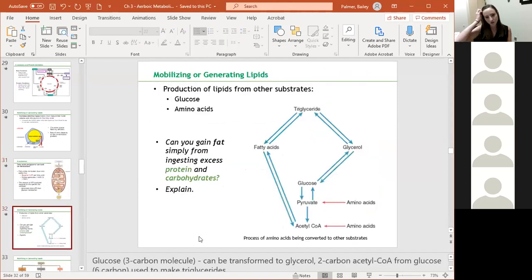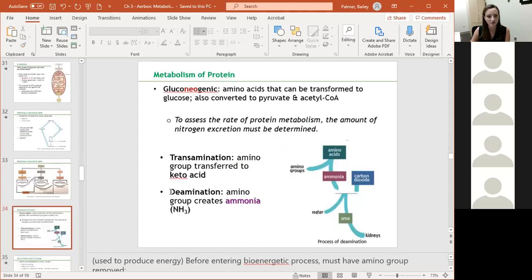Something else you do have to be familiar with, but this one's pretty easy, is this question right here. It's basically on the exam. So can you gain fat mass simply from just eating proteins and carbs? And if you go back to the lecture and watch how I explained this picture right here, the answer is yes. So it's just something you have to know, that protein and carbs, if we follow these arrows right here, can be turned into all these different substrates and stored in the body as something else. So yeah, go back and listen to the lecture if you need more information on that.